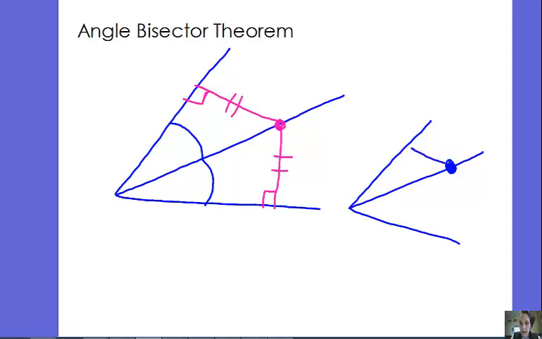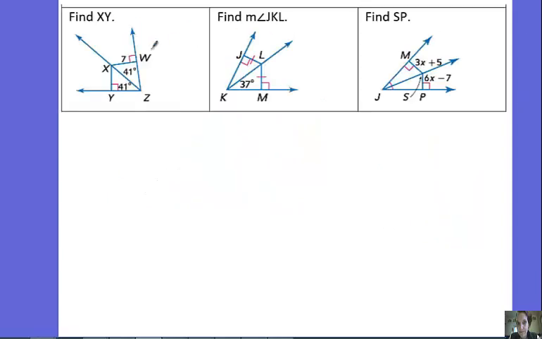So, first example, this angle right here, XZY, is 41, the measure is 41 degrees, and the measure of angle XZW is also 41 degrees. So that means that XZ is an angle bisector. So that means if I pick point X along that angle bisector, the distance from X to the side of the angle is going to be congruent to the distance from X to the side of the other angle. So if XW is 7, then so is XY. XY is also 7.